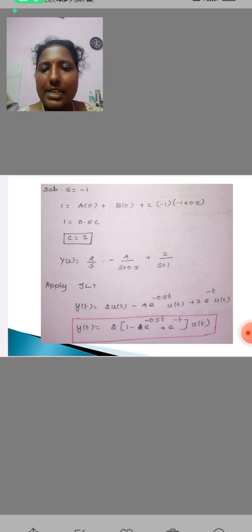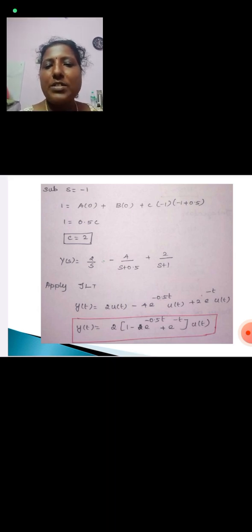Finally, I got the answer. I have taken all the u of t terms outside and I have got the answer: y of t is equal to (2 minus 4 e power minus 0.5t plus 2 e power minus t) into u of t.